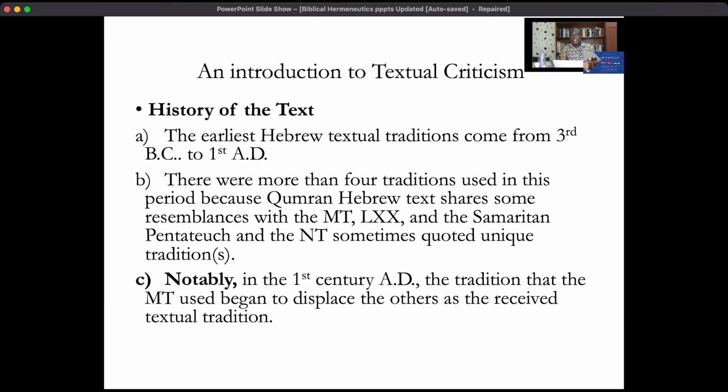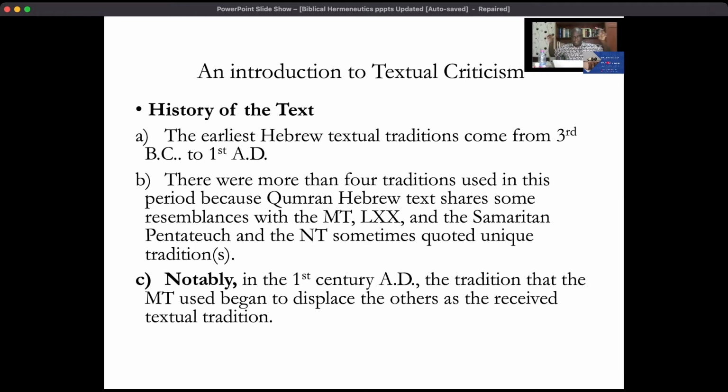And sometimes the New Testament also quotes other copies that are not found in the Qumran text. So you can see similarities and differences. That's the point being made. So you can see that we have different copies, about 4 of them. Copy 1, copy 2, copy 3, copy 4. Notably, in the 1st century AD, the tradition that the MT, the Masoretic text, used began to displace the others as the received textual tradition.